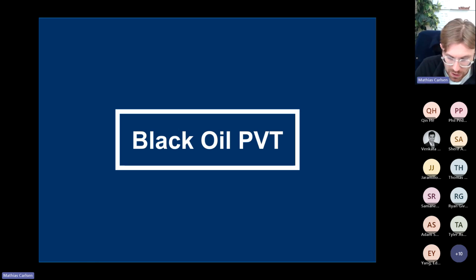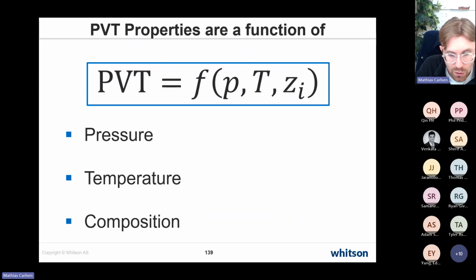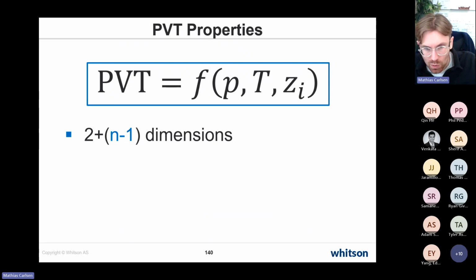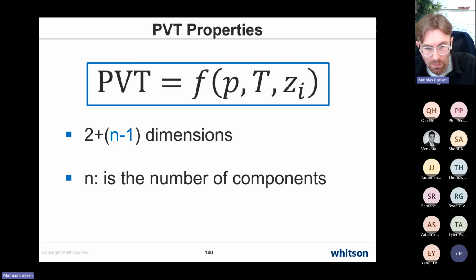And again, if you want to know what the black oil PVT model is, well, you think about an equation of state. An equation of state has pressure, temperature, and composition as input. We think about the space there. The solution space is huge. It's 2, which is for pressure and temperature, and then n minus 1 dimensions, where n is the number of components. It's like none of us can think in that space.